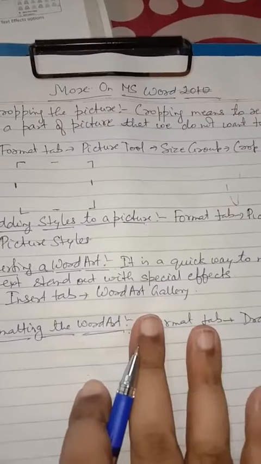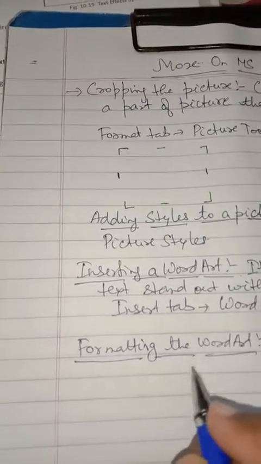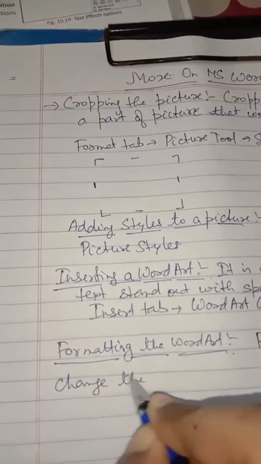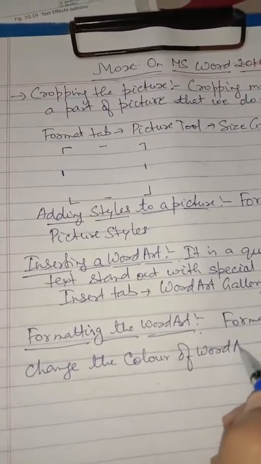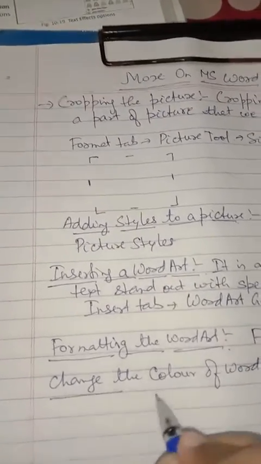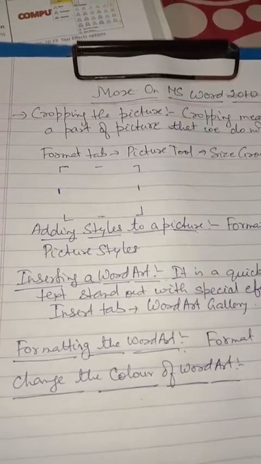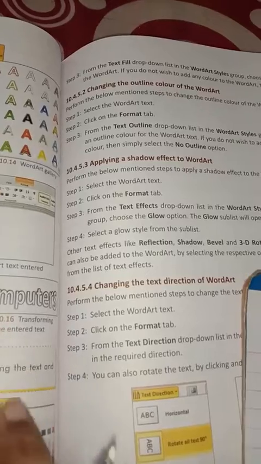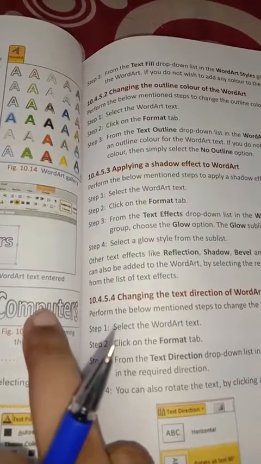So now let us learn how to format the Word Art. First of all, we will learn how to change the color of Word Art. Now how will we change the color of the Word Art? Suppose this is the Word Art effect that we have created over here. Now we want to change the color of it. For this, first of all, select the Word Art text that you have typed.